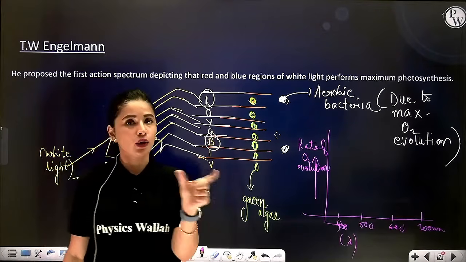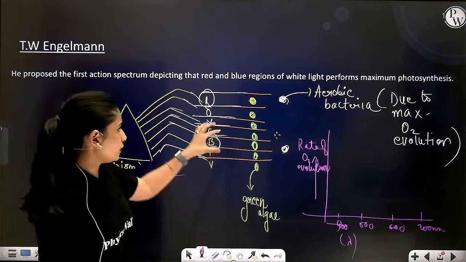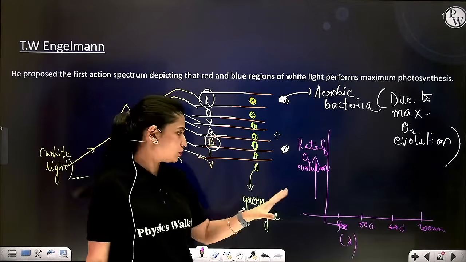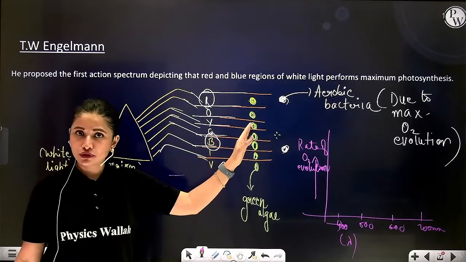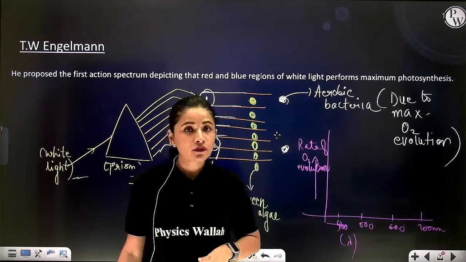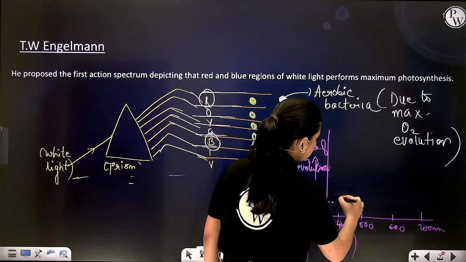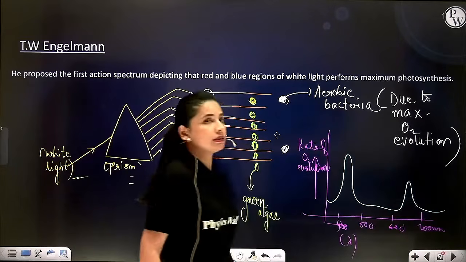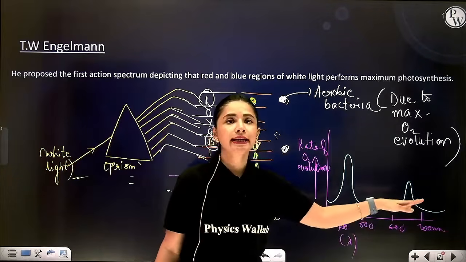And he simply found that there are two regions in which photosynthesis is occurring maximum, that is one in between 400 to 500 nanometers, that is blue and indigo kind of a region, violet and blue kind of a region, and red region also shows high rate of photosynthesis, which is about at 700 nanometers. So the graph is going to have two peaks. This graph is going to have two peaks, one at blue region and another at red region. Otherwise the graph is going to be flat.